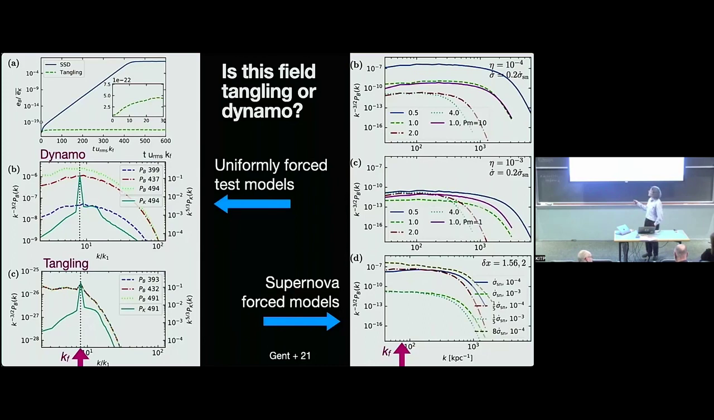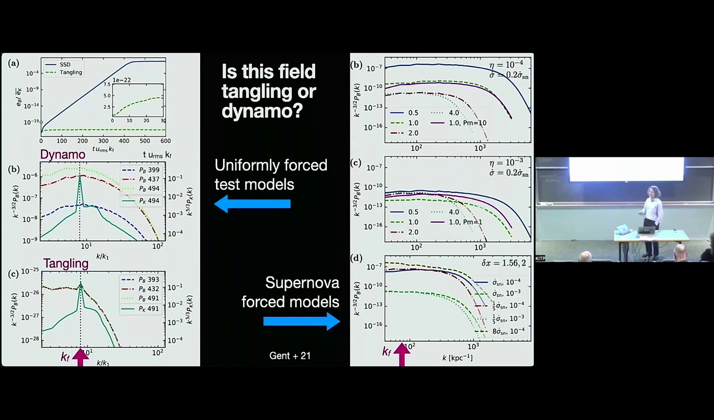Okay. So what we're doing here is just varying the strength of the resistivity. Here we've suppressed the small-scale dynamo. Here we haven't. These are both uniformly driven periodic boxes. This was basically an experiment to understand the spectral characteristics of tangling versus a dynamo. This is work that's associated with other work that Nishan Singh had done.